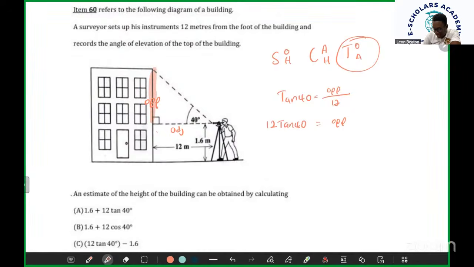Then, of course, to get the height of the building, we have to add the height of the man, which is 1.6. So this answer here is simply A. We add the 1.6 to that. Nice.